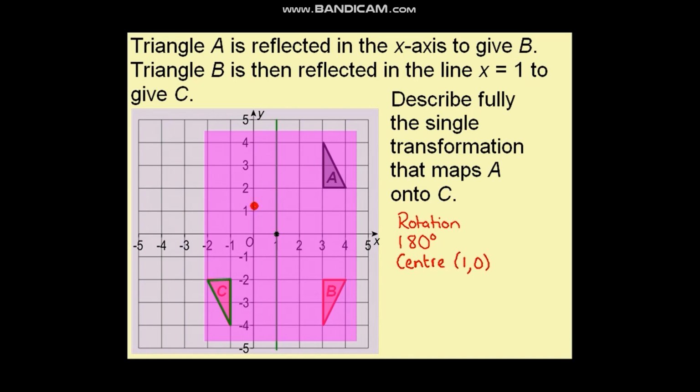Out of interest, if this hadn't worked out, I would have just made another guess at where the centre is and tried again. Now I've got the type of transformation and all the information that I need to be able to perform it, so this is the finished answer.